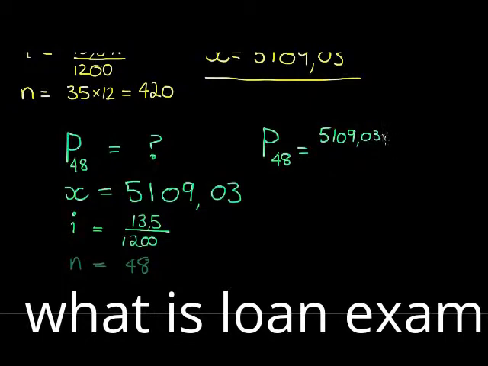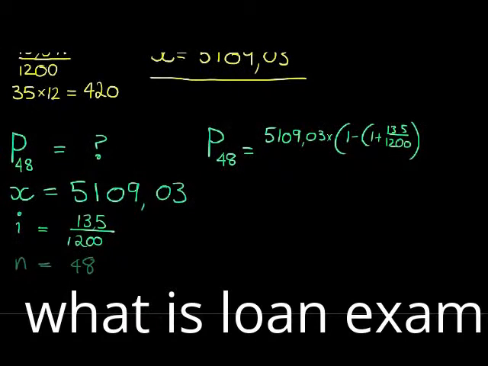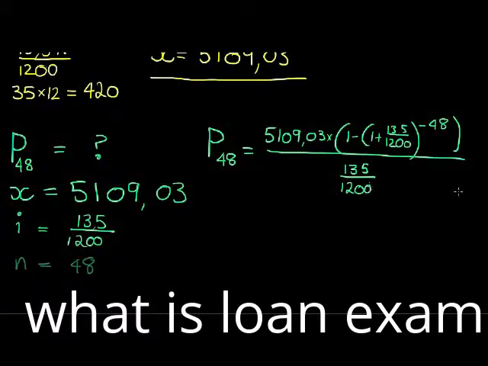That's 5109.03 times 1 minus (1 plus 13.5 over 1200), and this time we are taking it to the power of negative 48, divided by 13.5 over 1200.